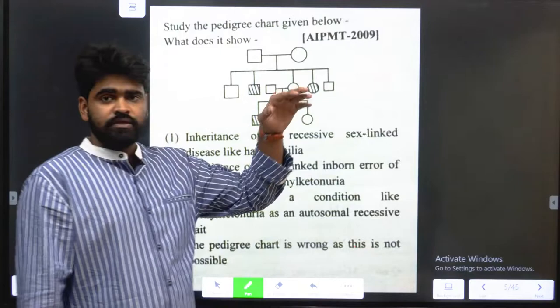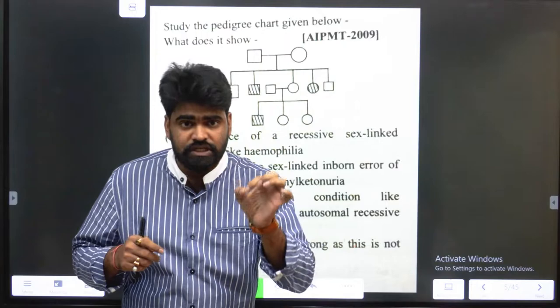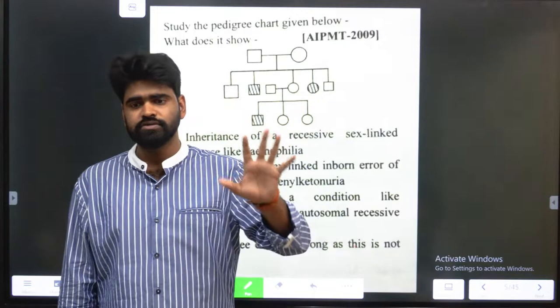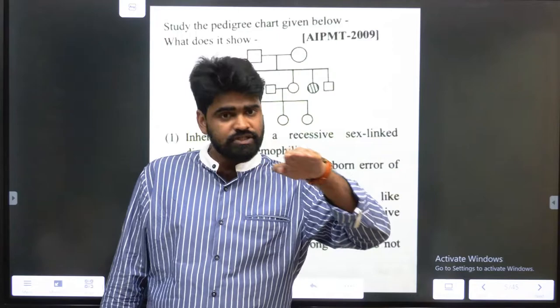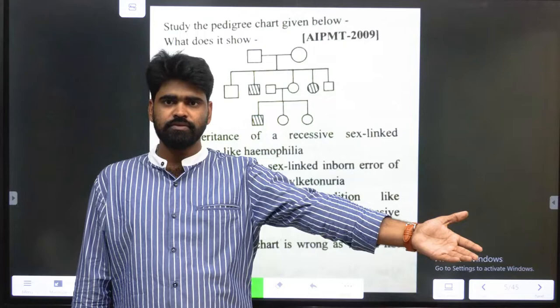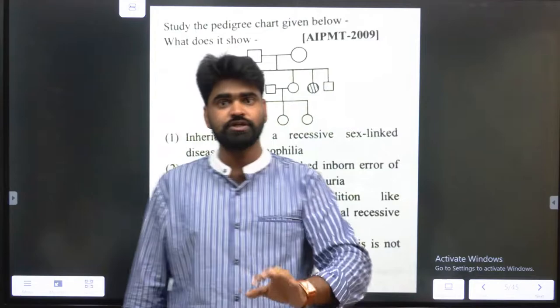So there are two types of diseases. One disease must be dominant in nature, one must be recessive in nature. This is how you are going to solve the question. If the disease is recessive in nature, then there is a generation skip. In one generation, you will not see any person affected; in the next generation, the person will be affected. So generation must be skipped in case of recessive disease. While in case of dominant disease, there is no generation skip. Every generation, you see the condition.